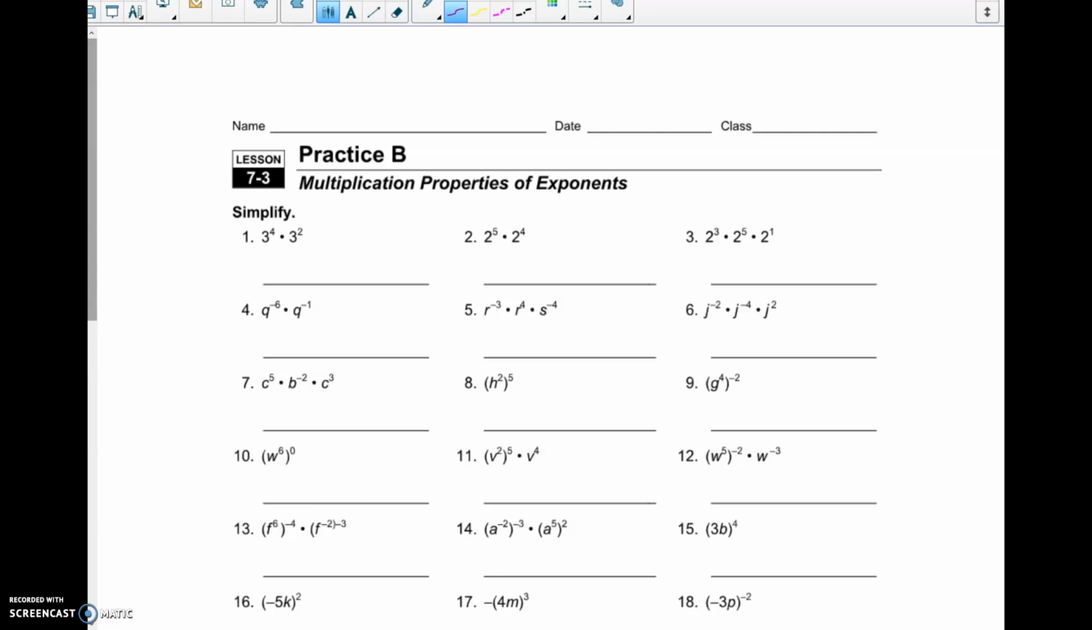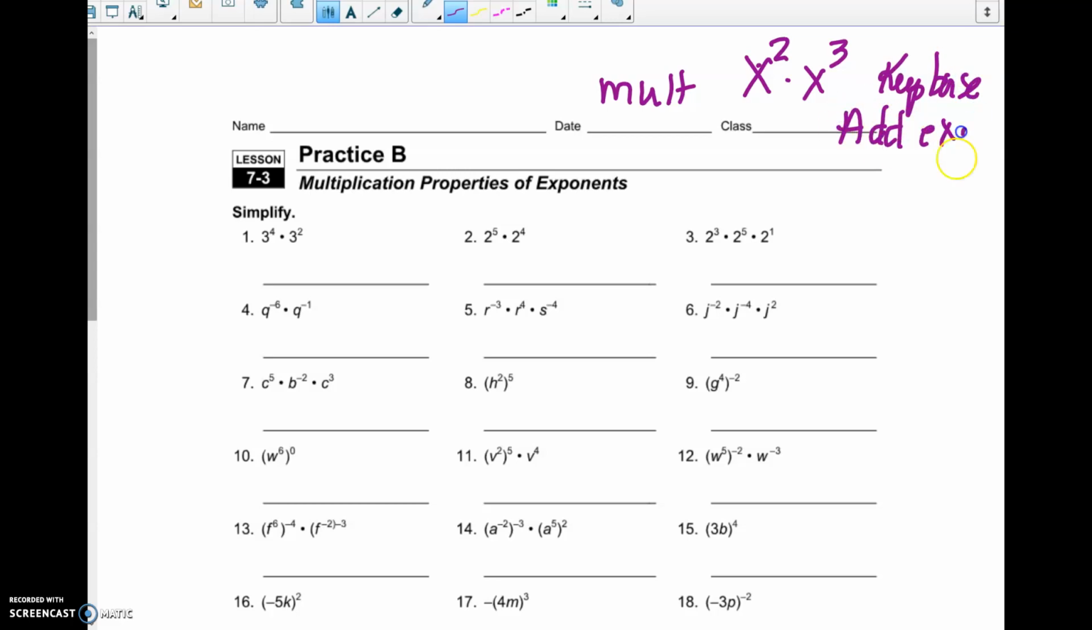All right, so what do we have here? We have a base of 3 to the 4th power, and a base of 3 to the 2nd power. So we have like bases. Remember, when we are multiplying, we are going to keep the base and we are going to add exponents. So I'm going to keep the base of 3, and then add these two exponents together. 4 plus 2 is 6. So I have 3 to the 6th power.